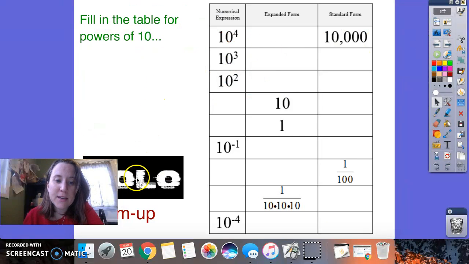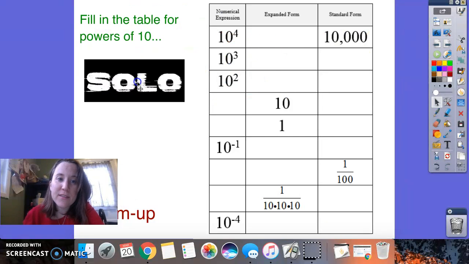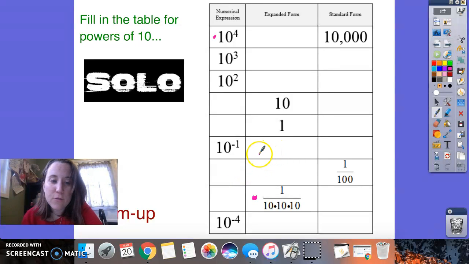This one is a solo, but the first thing that you are going to do is fill in the table for powers of 10. So you have numerical expressions, so that looks like 10 to the 4th power. You've got expanded form, which could look like a 10 or a 1, or it could look like 1 over 10 times 10 times 10. We're expanding to show every time we're multiplying by 10. And standard form is what we're used to seeing as just like the number 10,000 or 1 over 100.